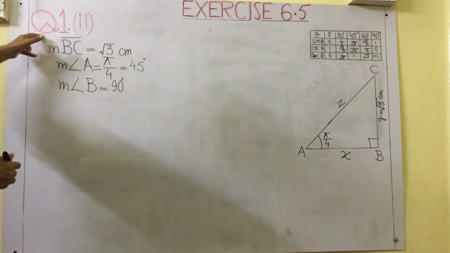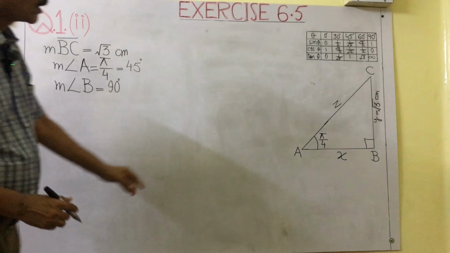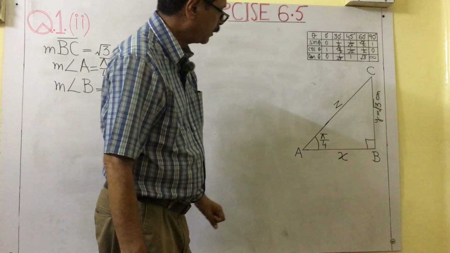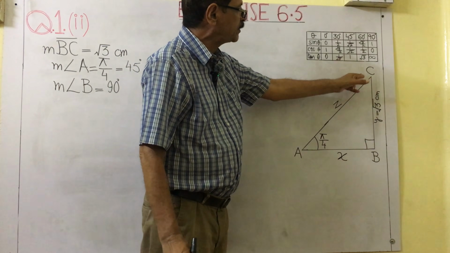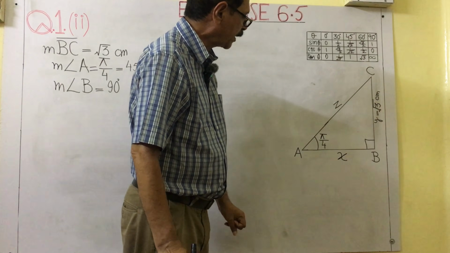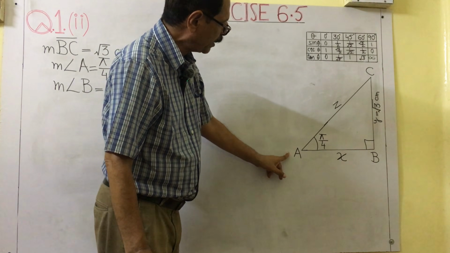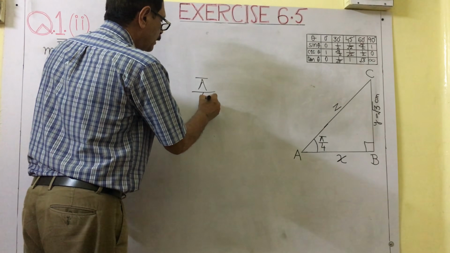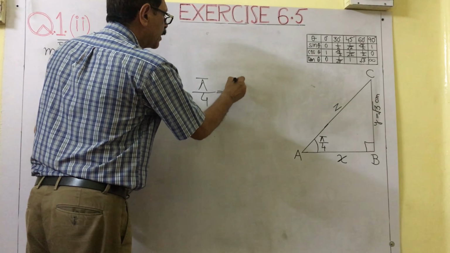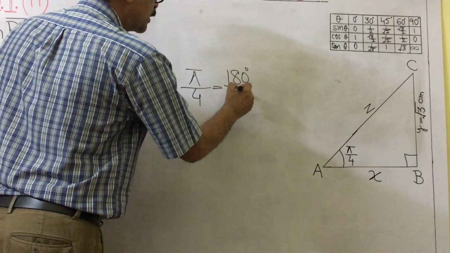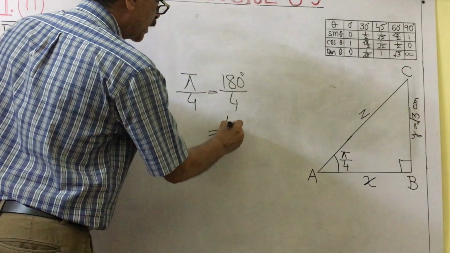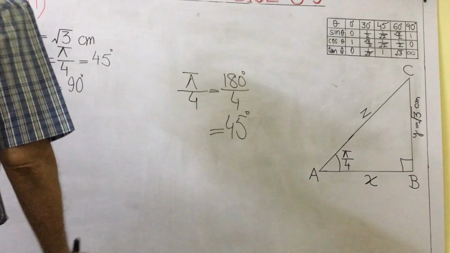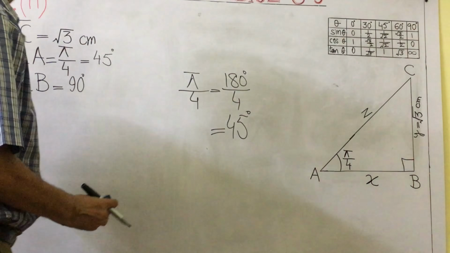Let us do part 2. Given triangle ABC, right angle triangle, measurement of BC is equal to square root of 3 centimeter. Measurement of angle A is equal to pi by 4. Pi by 4 in degrees: pi is 180 degrees, so pi is equal to 180 degrees over 4. 4 4s are 16, 4 5s are 20. So, pi by 4 is equal to 45 degrees.